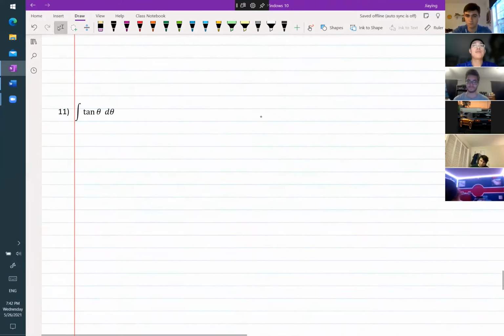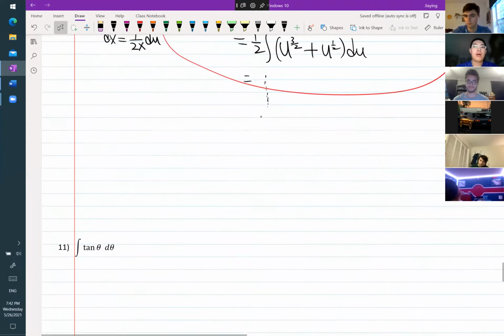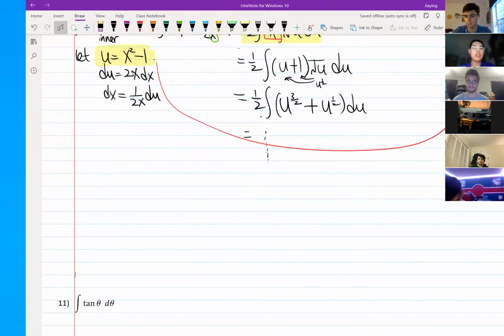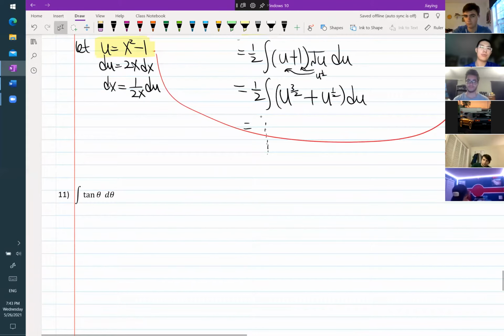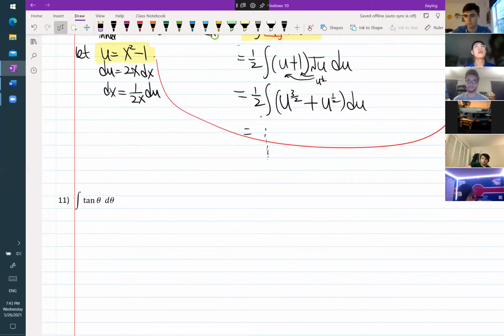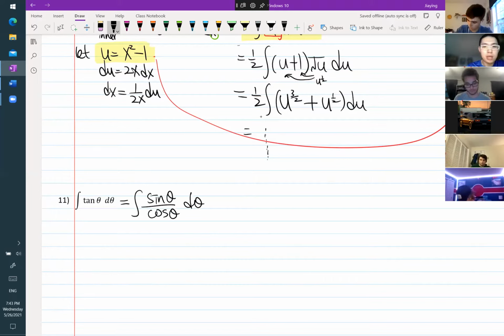All right, here's the next question for you. If we want to integrate tangent theta, what's the integral of tangent? Without looking it up on the internet, we don't know. We know how to take the derivative of tangent, but we haven't integrated tangent before. But if you rewrite tangent as sine and cosine, it's actually a lot easier. So if you rewrite this as the integral of sine theta over cosine theta d theta, it looks like it doesn't help you, but actually it does.